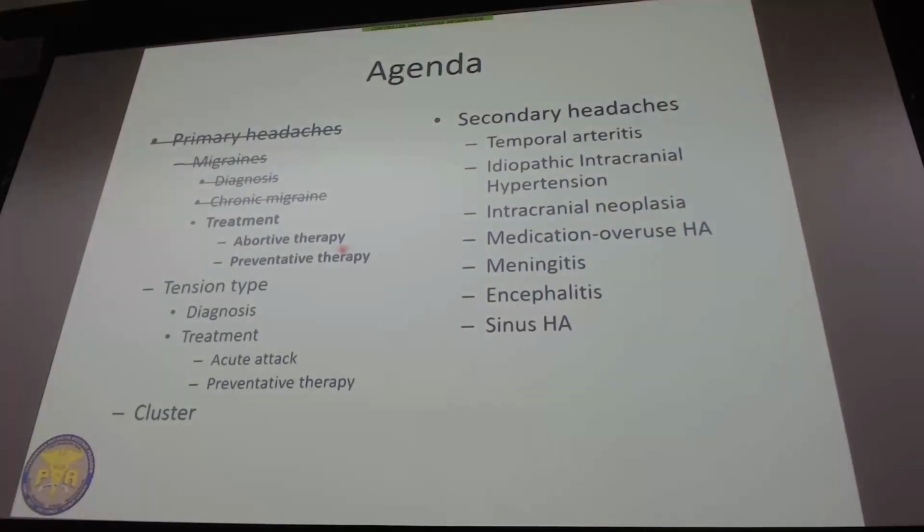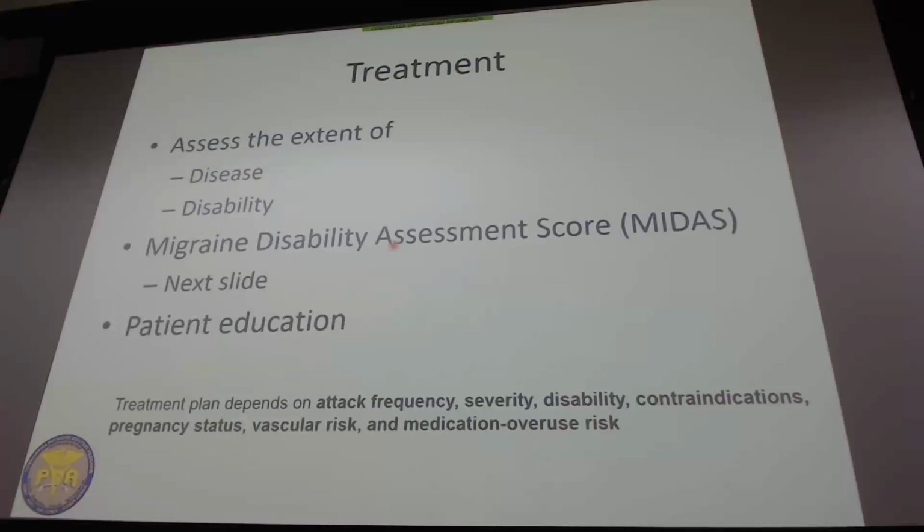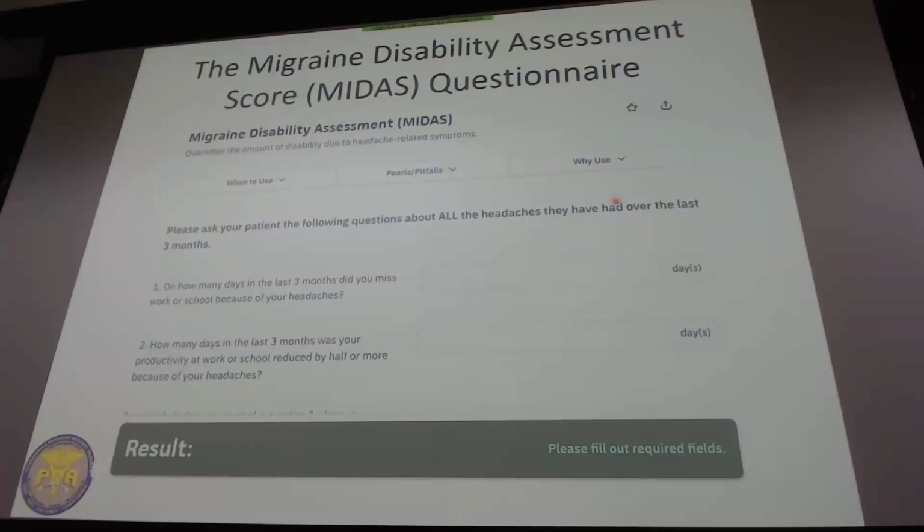All right, let's talk about treatments real quick, and then we'll move on to tension type. First things first, don't worry about memorizing this stuff. I got my migraine disability assessment score, my MIDAS score. For my people that have MD Calc, star this one because it's a really good one to give you a number for how good or how bad their migraines are.